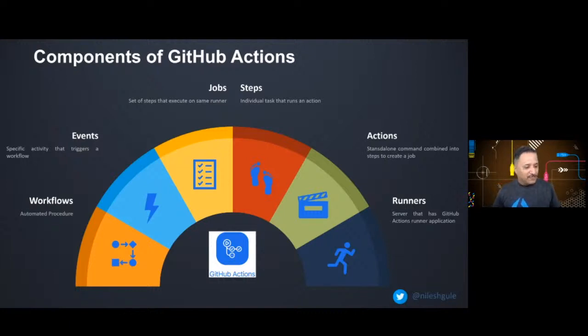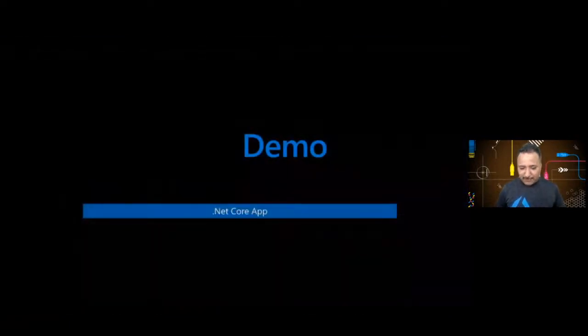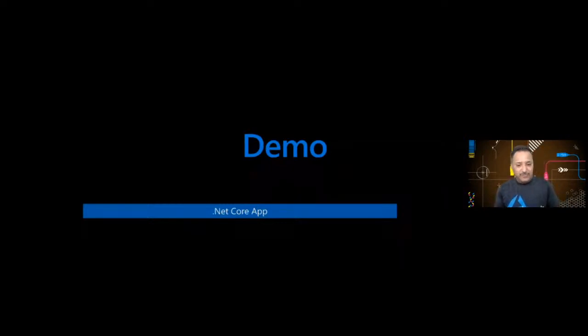So you can think of runner as the software or the machine or a server where you have all the tooling and the required software to run all these workflows. So for the demo, what I'll be doing is I will use a .NET Core application, and we will see how to use GitHub Actions on that.